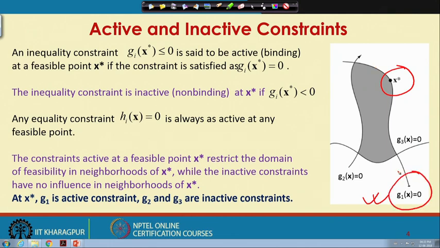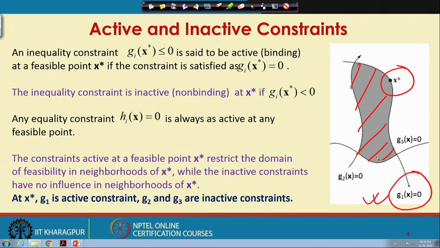The constraint g 1 equal to 0 satisfies, or x star satisfies g 1 x equal to 0. So, g 1 is an active constraint. The feasible region is the domain obtained by g 1, g 2 and g 3. X star belongs to this feasible region.